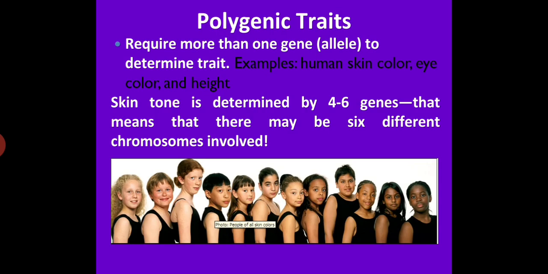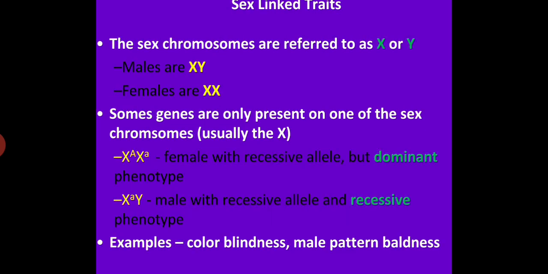Skin tone is determined by almost 6 genes. That means 6 different chromosomes are involved. Now we are going to see about sex-linked traits. The sex chromosomes are referred to as X or Y. The male contains XY while the female contains XX.